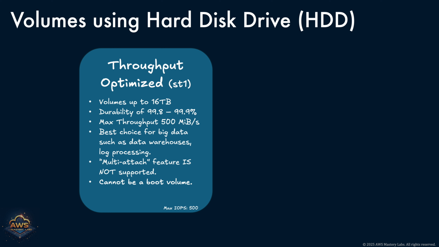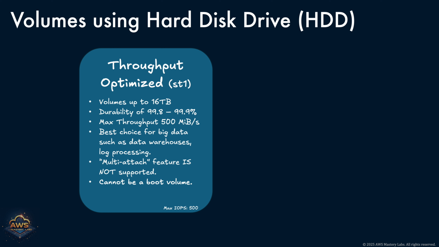The ST1 volume type in Amazon EBS stands for Throughput Optimized HDD. It is a low-cost magnetic hard disk drive, HDD-backed storage option designed for high-throughput sequential workloads. ST1 volumes are ideal for applications that require frequent large and sequential I/O operations, such as big data analytics, data warehouses, log processing, and streaming workloads.